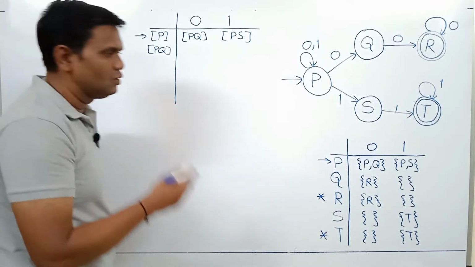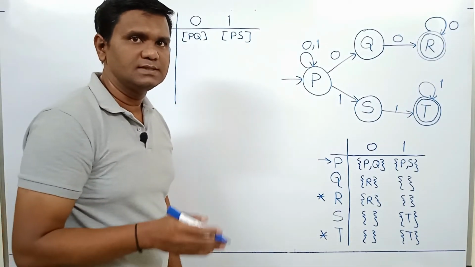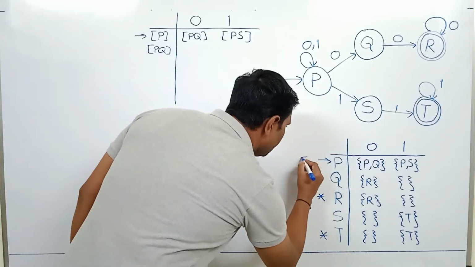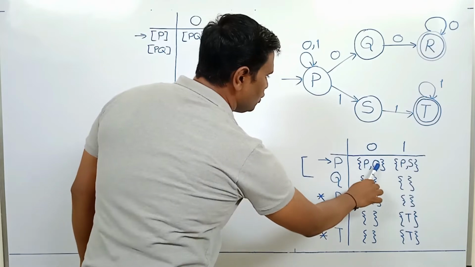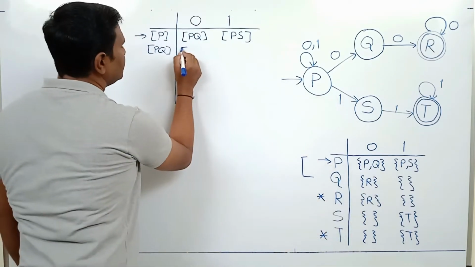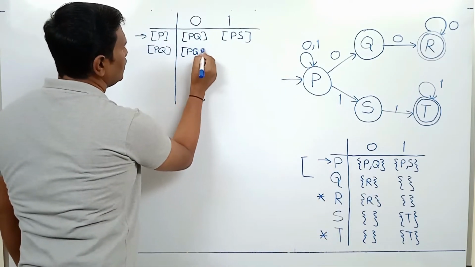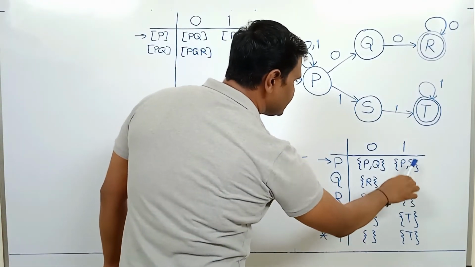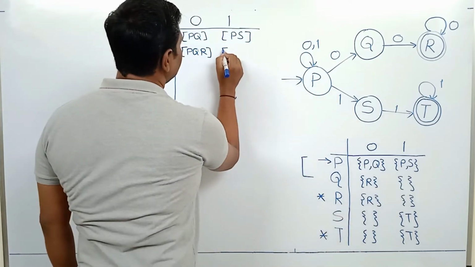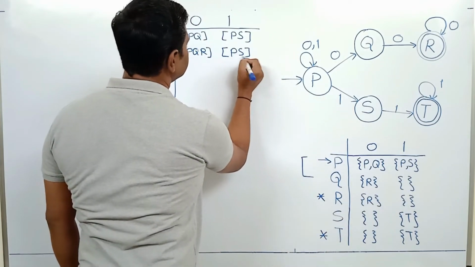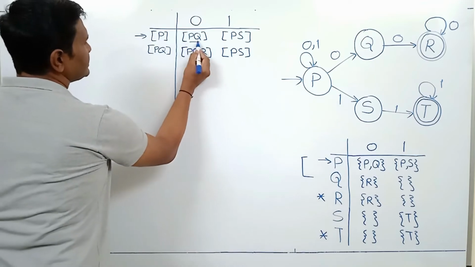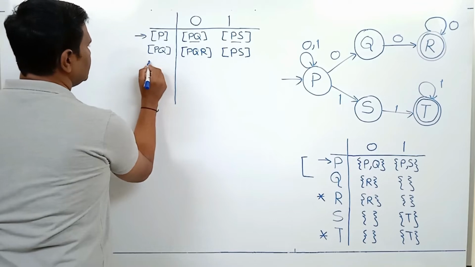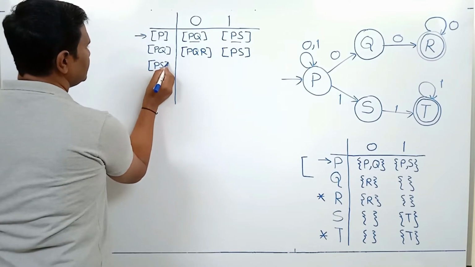For transitions of PQ, we have to make union of transitions of state P and Q in NFA. So P and Q, PQ union R, we get P, Q, R, this state. For transitions on 1, PS union empty set, we get PS, state PS. We have considered state PQ. Next reachable state is PS.